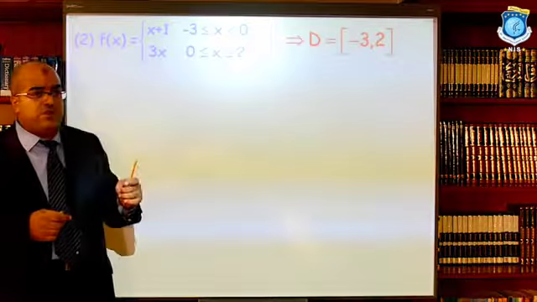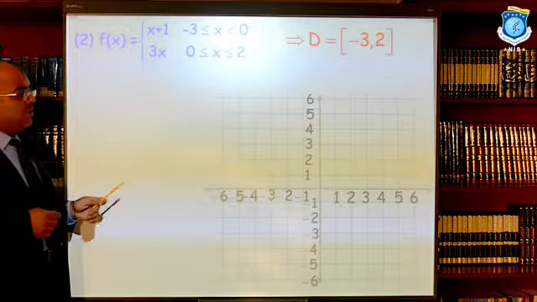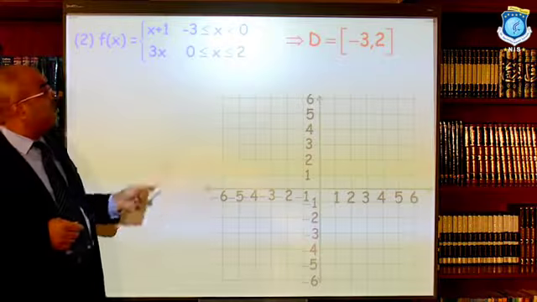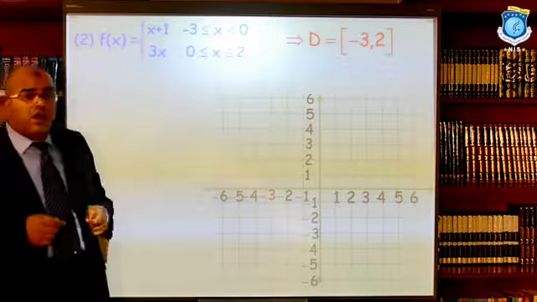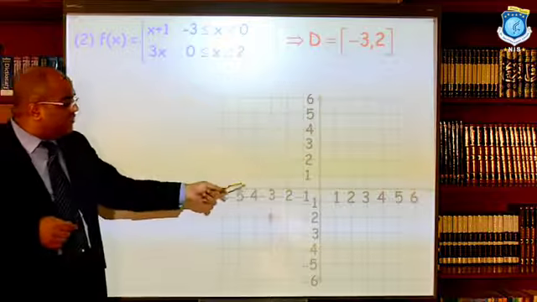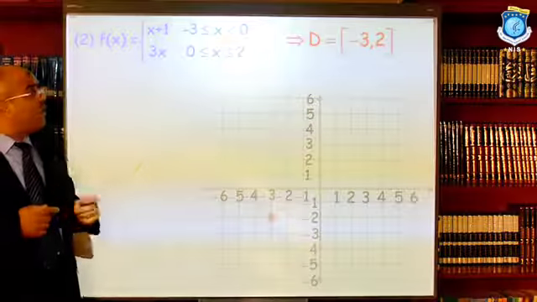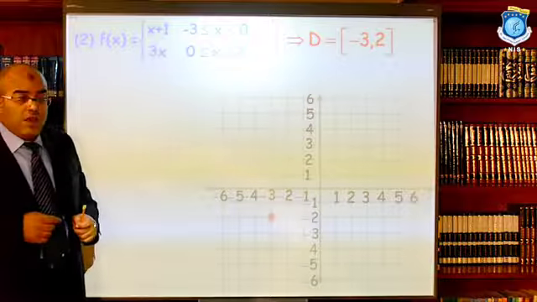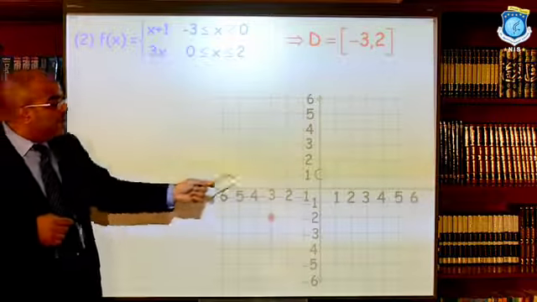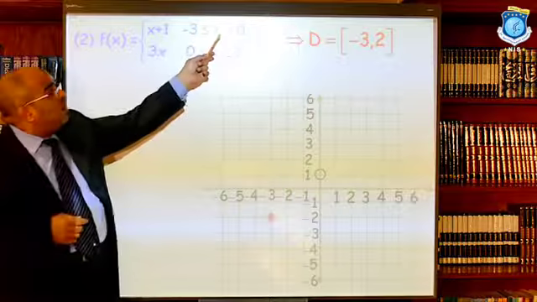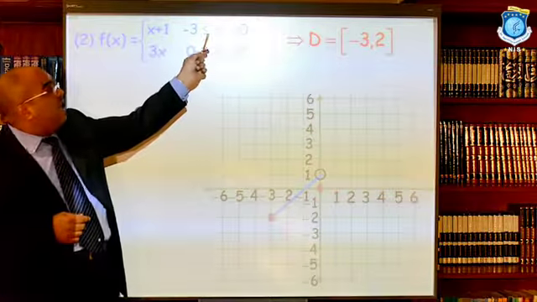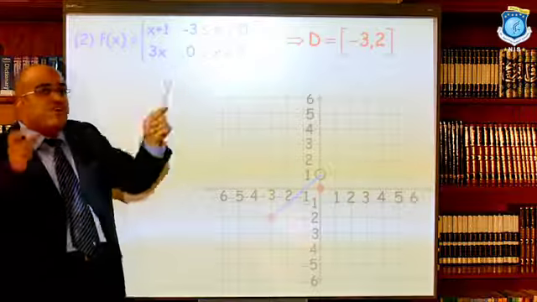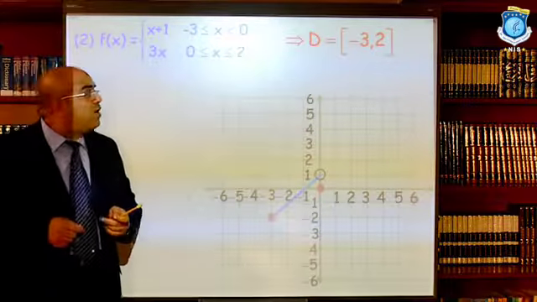Now first, if we replace x by negative 3, negative 3 plus 1 will be negative 2. So negative 3 and negative 2 is the first point. And if we replace x by 0, it will be (0, 1). But here it is open, because the rule applies for x less than 0 and not equal. So 0 doesn't belong to the first interval of this function.